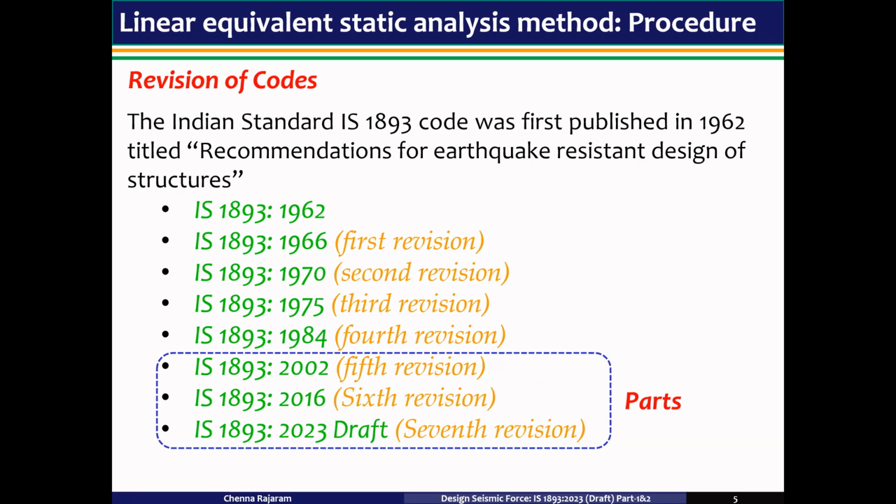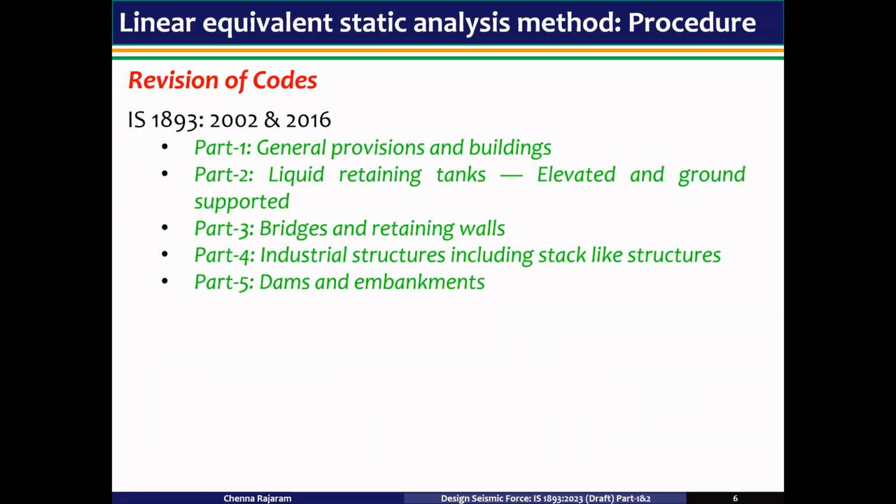The Indian Standards IS 1893 code was first published in 1962 with the title Recommendations for Earthquake Resistant Design of Structures. The first revision took place in 1966, second in 1970, third in 1975, fourth in 1984. Significant time has taken to revise the codes, and also substantial revision has taken place from fifth revision onwards of IS 1893, and the code is divided into number of parts from fifth revision onwards. The IS 1893 in 2002 and 2016, the parts are divided as follows.